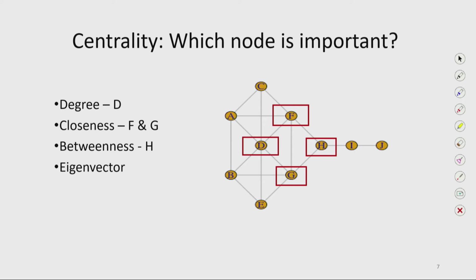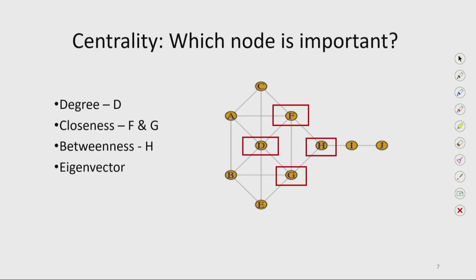The next important notion in network analysis is centrality. In short, which node is important. If you went through the extended readings, you know by now that there are very different ways as to how one can be important within a network. So it could be that you're important because you're connected to a lot of different nodes. That would be your degree.